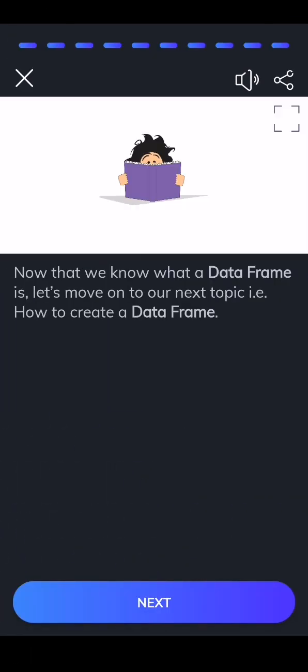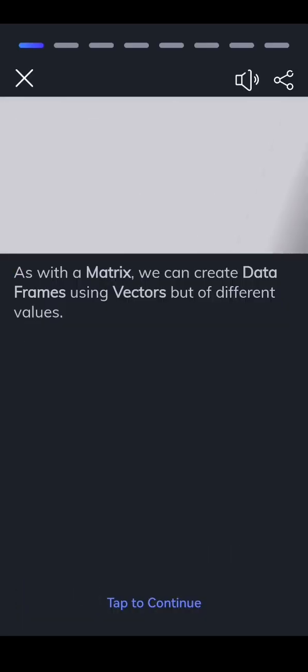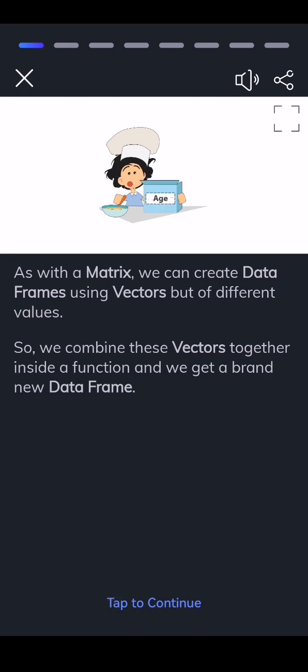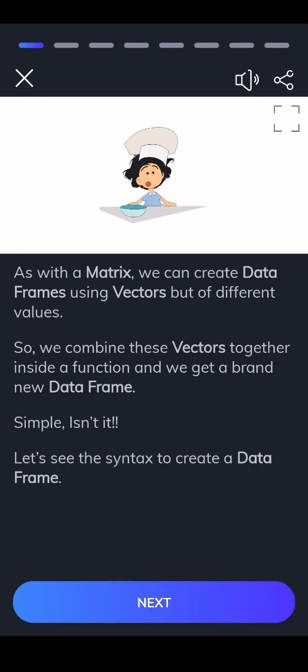Now that we know what a data frame is, let's move on to our next topic, i.e. how to create a data frame. As with a matrix, we can create data frames using vectors but of different values. So, we combine these vectors together inside a function and we get a brand new data frame. Simple, isn't it? Let's see the syntax to create a data frame.